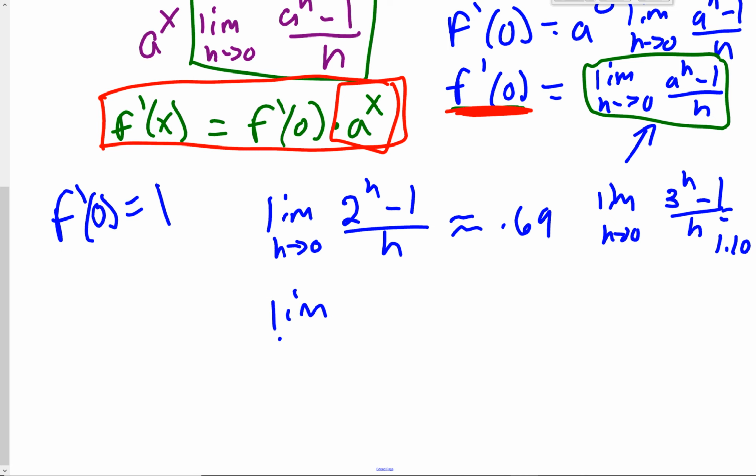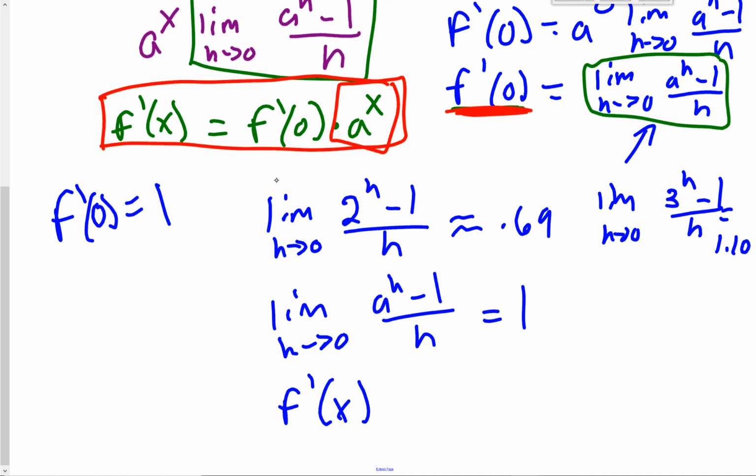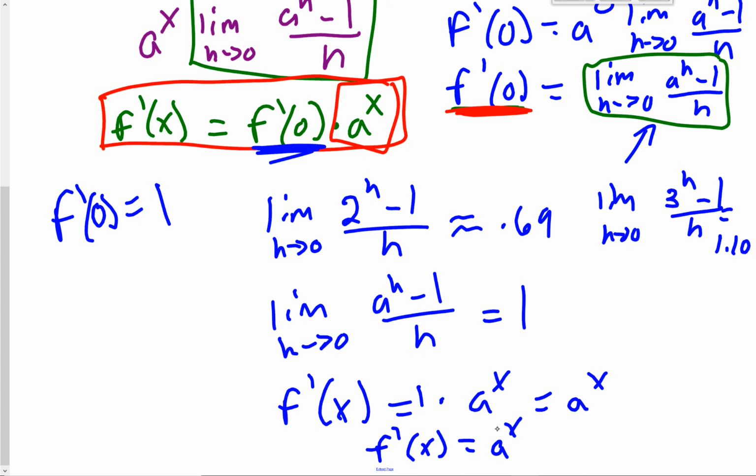So this part, a to the h minus 1 all over h, goes to 1, so that means our derivative would be 1 times a raised to x, which equals a to the x. So the derivative is a raised to x. Well, that's what we started with, so that's pretty cool. So then we have these derivatives. The derivative of e to the x is e to the x.